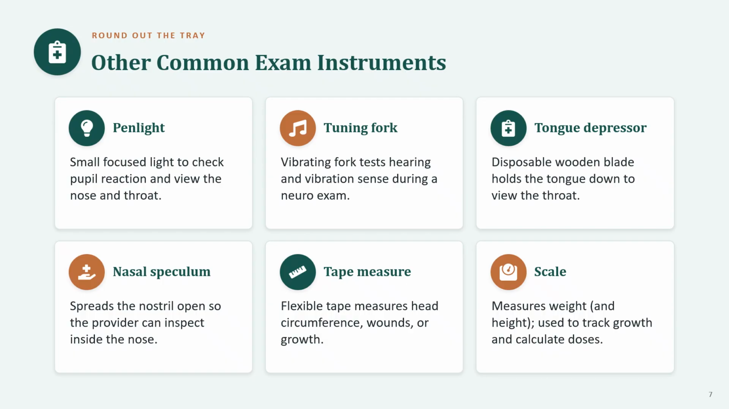A tape measure is the flexible kind used to measure things like an infant's head circumference, the size of a wound, or a child's growth. And the scale measures weight and often height, which we use to track growth and to calculate medication doses that depend on body weight. None of these are complicated, but a smooth visit depends on them being present and ready. If you know the provider is seeing a child for a well visit, you already have the scale zeroed, the tape measure handy, and a fresh tongue depressor waiting.